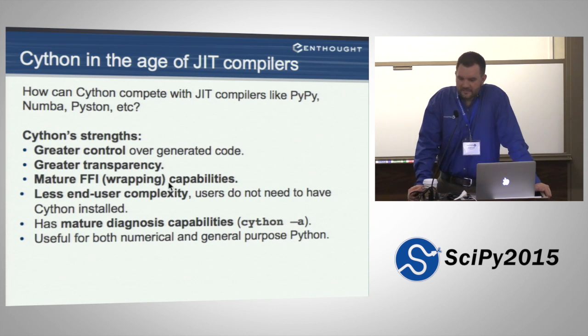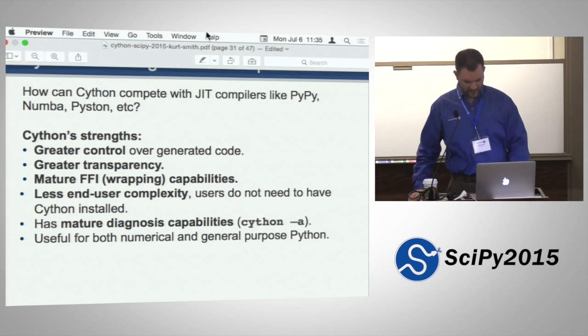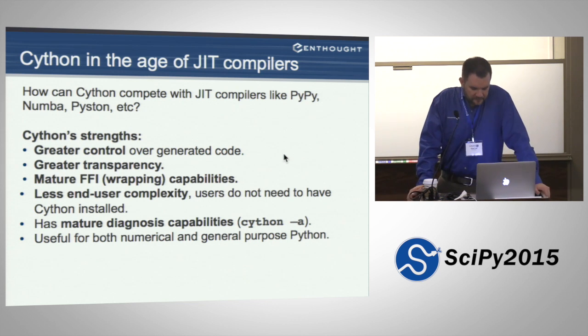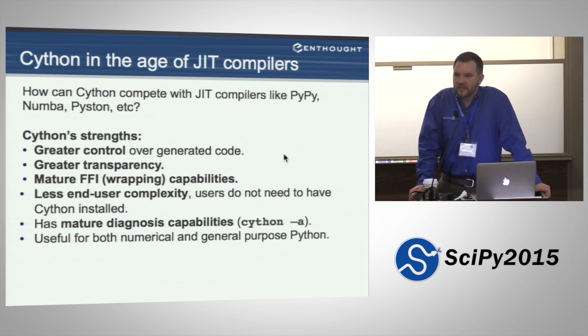So this is our nominal wrap-up time, but we have a little bit of extra time, so I'll go into some extra topics after this. But some people mentioned how Cython compares to Numba, and there are other JIT compilers out there as well, like Pyston coming online. They're working on that at Dropbox and that sort of thing. So how does Cython compete in this age of JIT compilers, right?